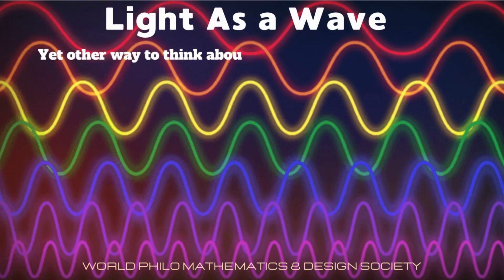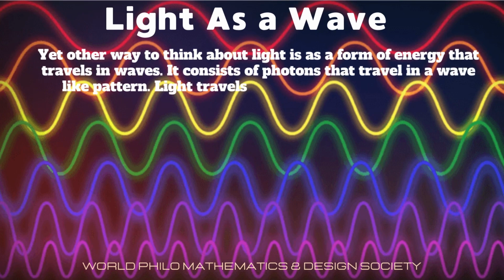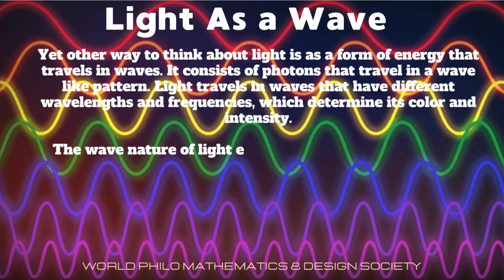Light as a wave. Yet another way to think about light is as a form of energy that travels in waves. It consists of photons that travel in a wave-like pattern. Light travels in waves that have different wavelengths and frequencies, which determine its color and intensity.